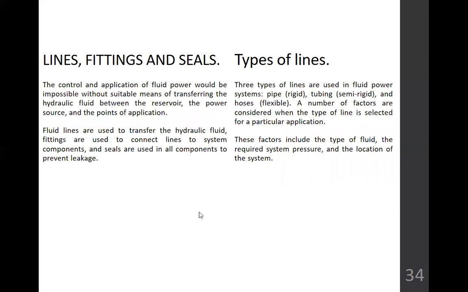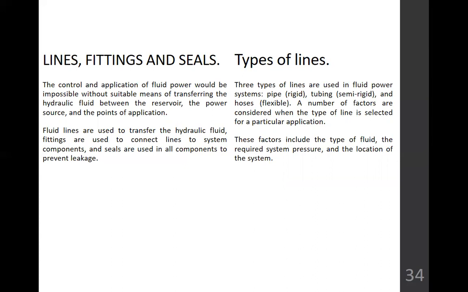So next, the lines, fittings and seals. The control and application of fluid power would be impossible without suitable means of transferring the hydraulic fluid from the reservoir to the power source and the points of application. Fluid lines are used to transfer the hydraulic fluid. Fittings are used to connect lines to system components. And seals are used in all components to prevent leakage.